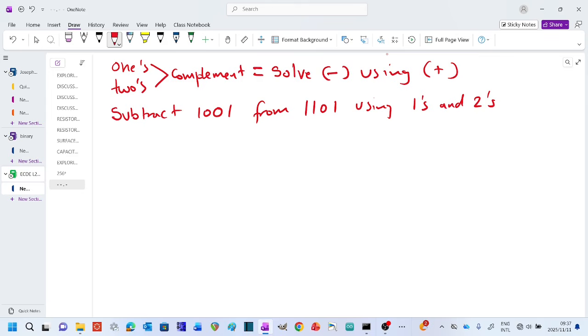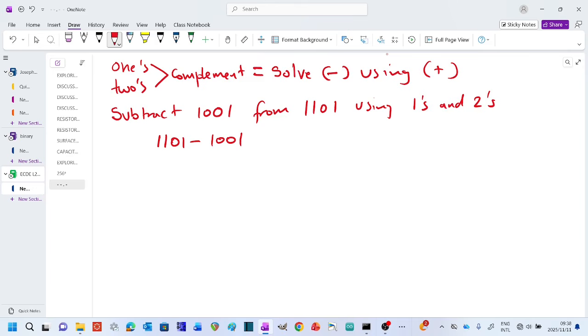So what does that mean? It means this is a subtraction problem. Subtract 1001 from 1101 means we are doing 1101 minus 1001. That's what we are doing. This is a subtraction problem, but we must solve it using the addition method. But how do you solve this problem using the addition method?